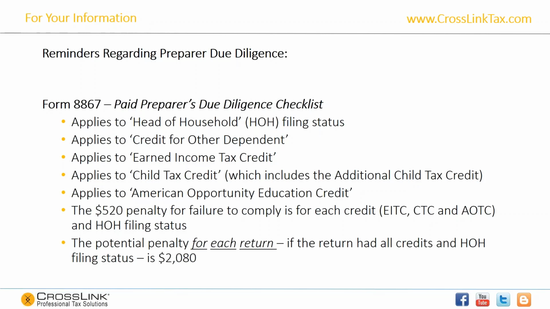The $520 penalty for failure to comply is with each credit. So it can be for EITC, child tax credit, AOTC, and head of household filing status. So why do I mention that? It's important to understand that the potential penalty is on each return. So if you were out of compliance with regard to all of these on a single return, your actual potential penalty for one return could be up to $2,080. So again, remember, it's $520 every time you are found, should you be audited, and it is found that you're not compliant with regard to doing your paid preparers due diligence checklist. And it has to do with all of these different areas, not just some of them. And you have to be diligent, you have to do your due diligence and check them in the return themselves.